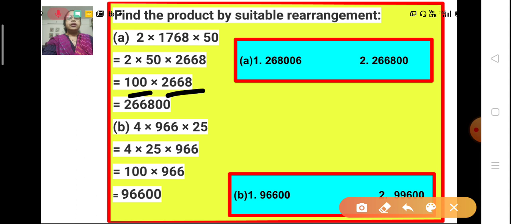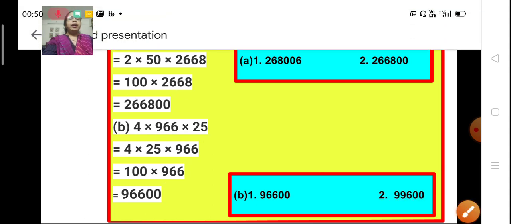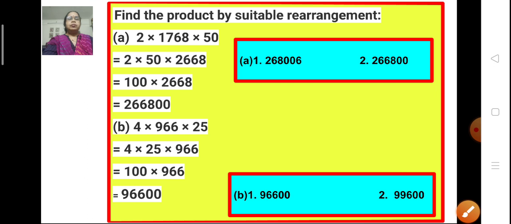Similarly in the next example also, B, we bring 4 and 25 together so that we get 100 and we get zeros here, and when we multiply 966 by 100 we simply add 2 zeros to the number, isn't it? So this is the way, by rearrangement while multiplying or adding, we can easily find the answers.